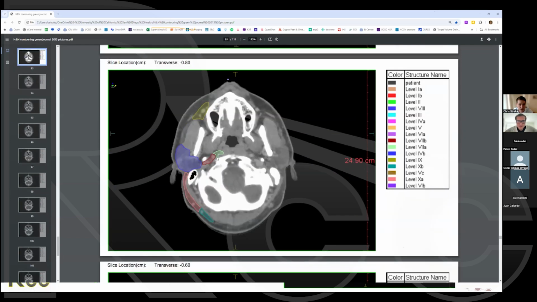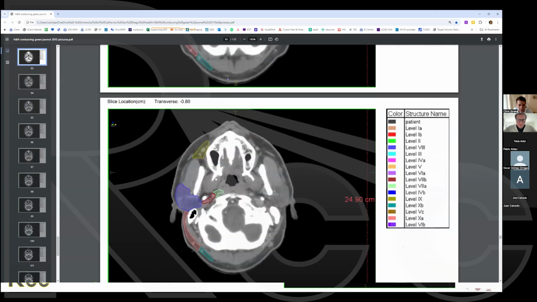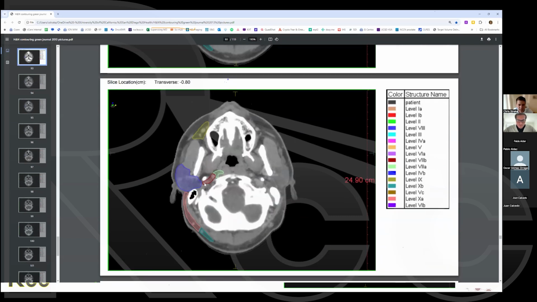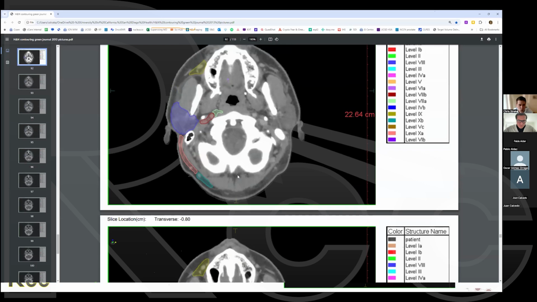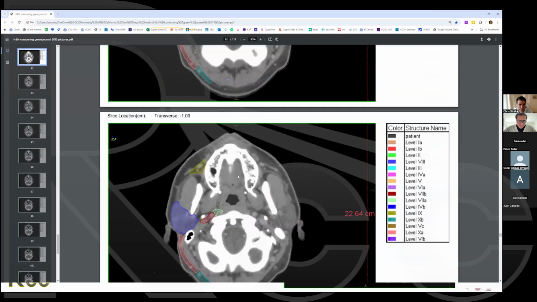So 7A is in light green here. And so you can see again, it's basically just the fat space right here. And then you don't need to track all the way to midline to include the muscles here. Again, these are constrictor muscles. So if you're over-covering these, that can have effects on both short-term and long-term swallowing function.